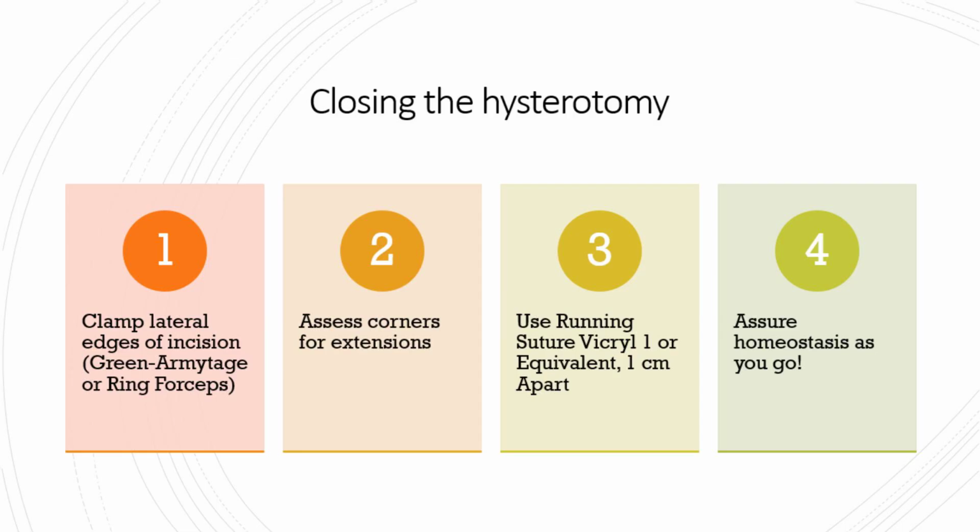The first step in closing the uterus involves using green Armitage forceps to clamp the edges of the uterine incision. This is where the hysterotomy tends to bleed the most, so by clamping these areas you will decrease blood loss. These forceps are specifically designed to grasp and secure tissue effectively, providing a firm grip on the uterine edges. Clamping helps to stabilize the tissue, allowing for better visualization of the uterine margins and ensuring that any bleeding can be controlled as you proceed with closure.